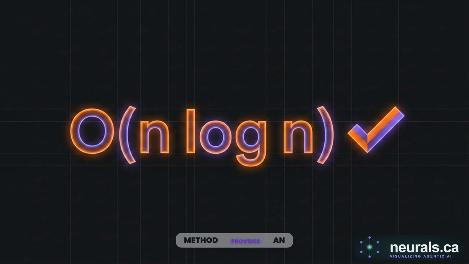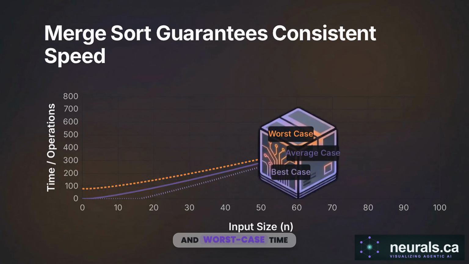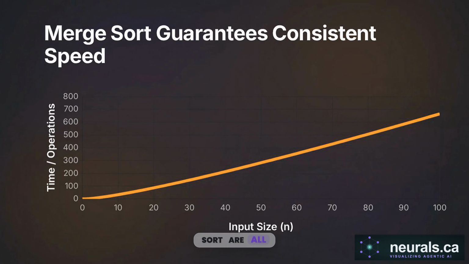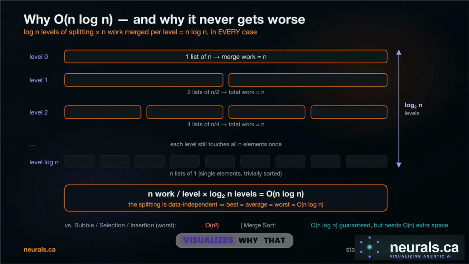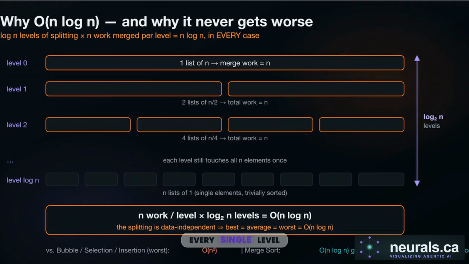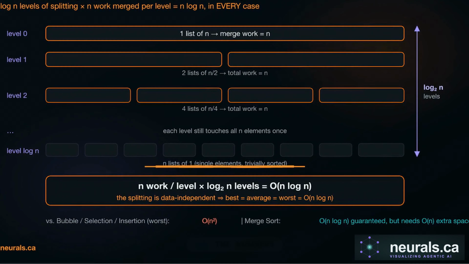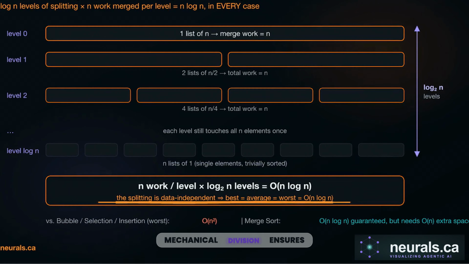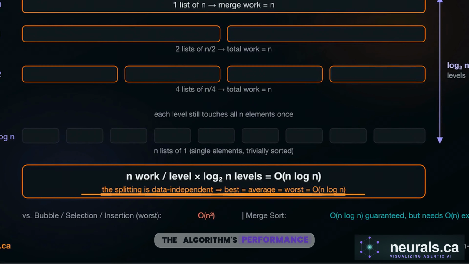This division method provides an ironclad mathematical guarantee. The best, average, and worst-case time complexities of merge sort are all strictly O of n log n. This chart visualizes why that math works. Halving the list repeatedly creates log n levels of depth on the vertical axis. And across every single level, merging the pieces back together requires touching all n elements exactly once on the horizontal. The initial splitting phase does not check the values of the numbers. It simply cuts the lists in half. That blind, mechanical division ensures the algorithm's performance will never degrade.